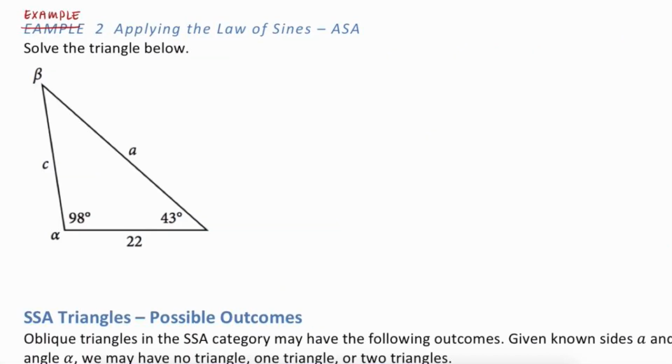Example 2. Let's apply the law of sines. Using this triangle below, we're given two angles and a side between the angles. Beta, side C, and side A are unknown. Beta equals 180 degrees minus 98 degrees minus 43 degrees, which is just 39 degrees.